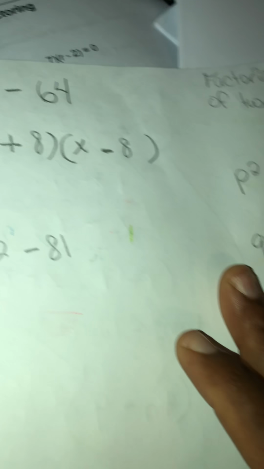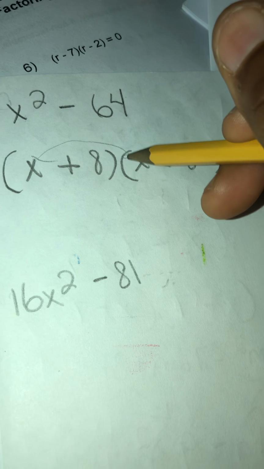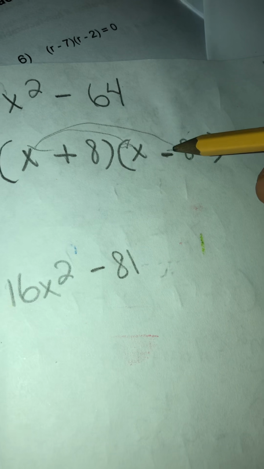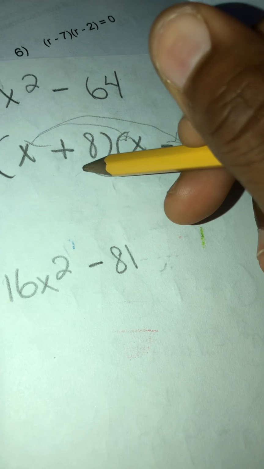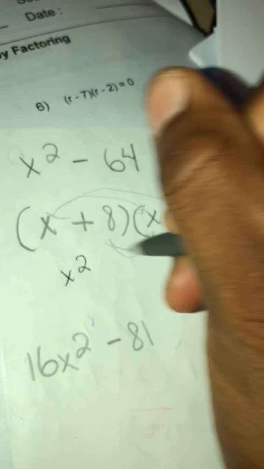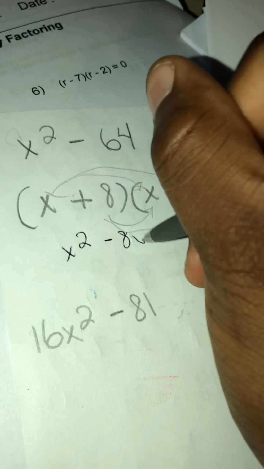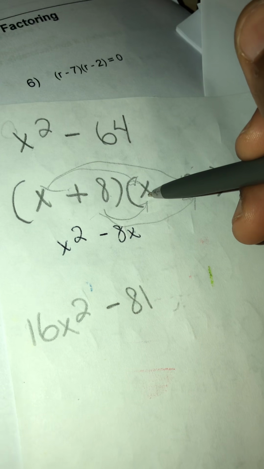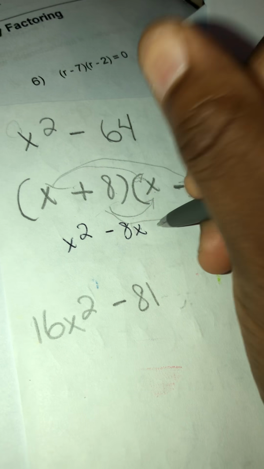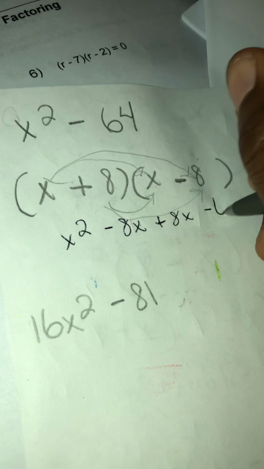Now let's say I didn't know if this was correct or not. So let's just quickly FOIL. And I'll write it in pen. So x times x is x to the second power. X times negative 8 is minus 8x. X times positive 8 is positive 8x. And then positive 8 times negative 8 is negative 64.